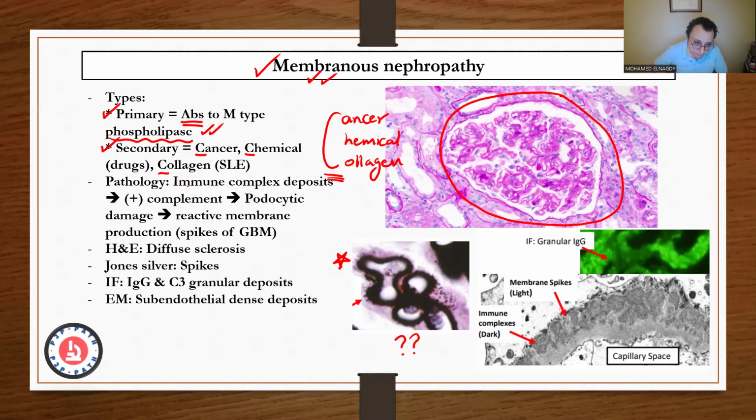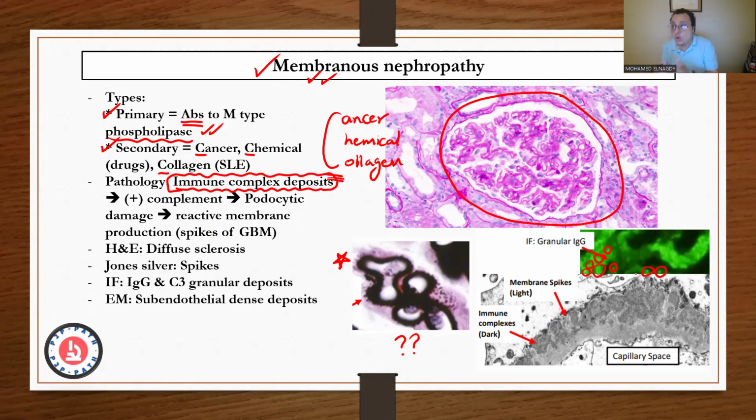The pathology here is immune complex based. When I say the pathology is immune complex mediated, this means you will have granules. Remember, if I say immune complex, you will say granular. This means you will see granules lighting up where the immune complexes are deposited in the glomerulus under immunofluorescence.